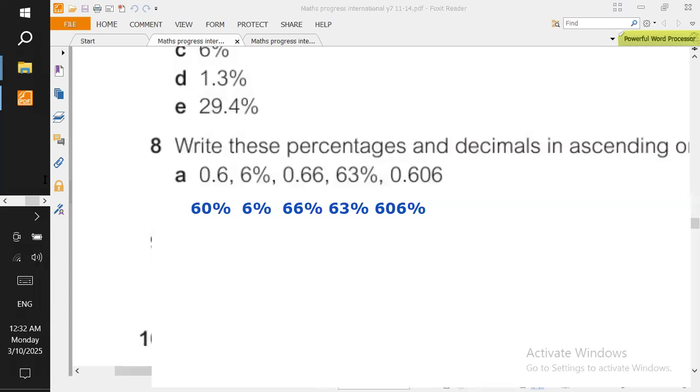So, which one is the smallest one? Let's see. The smallest one is the 6%. So this is number one. And after that, we have the 60%. After the 60, we have the 63. Ascending means going up, okay? And then the 66, and then the 606%. And this is how you put percentages and decimals in order.